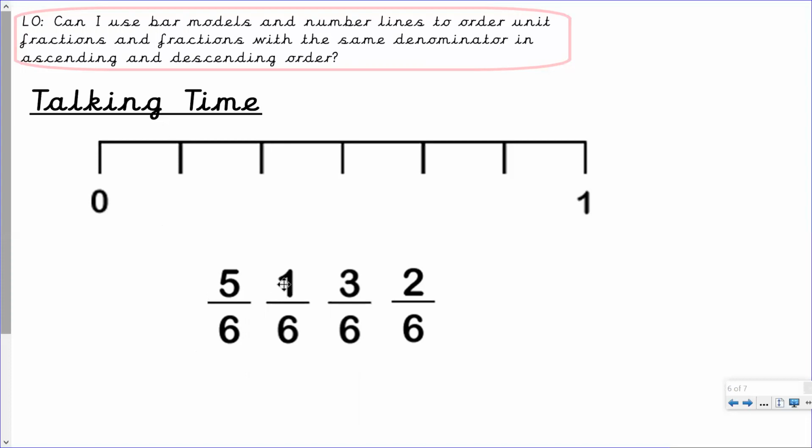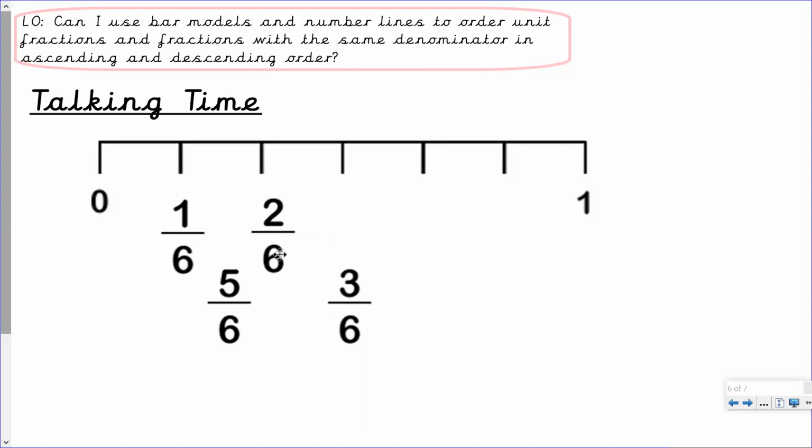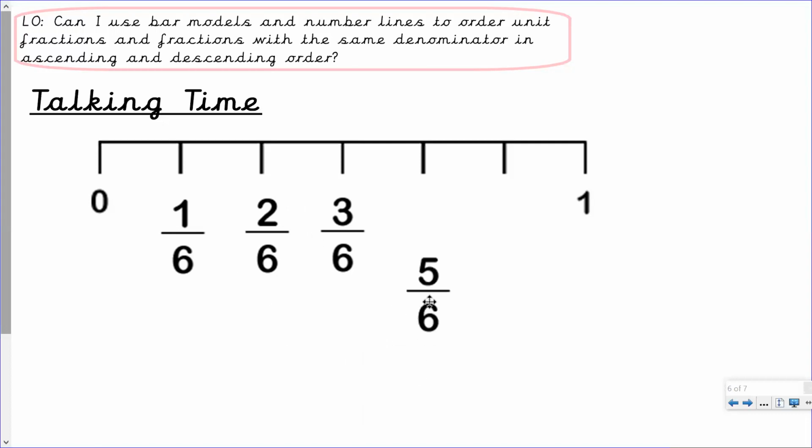So what would we start with? 0, 1/6. What would go next? 2/6, 3/6. What would go after 3/6? Would 5/6 go there? 4/6 would go there, but we don't have it, so we can leave it blank. We would know that 4/6 goes there. So 5/6 goes here and 1 whole.